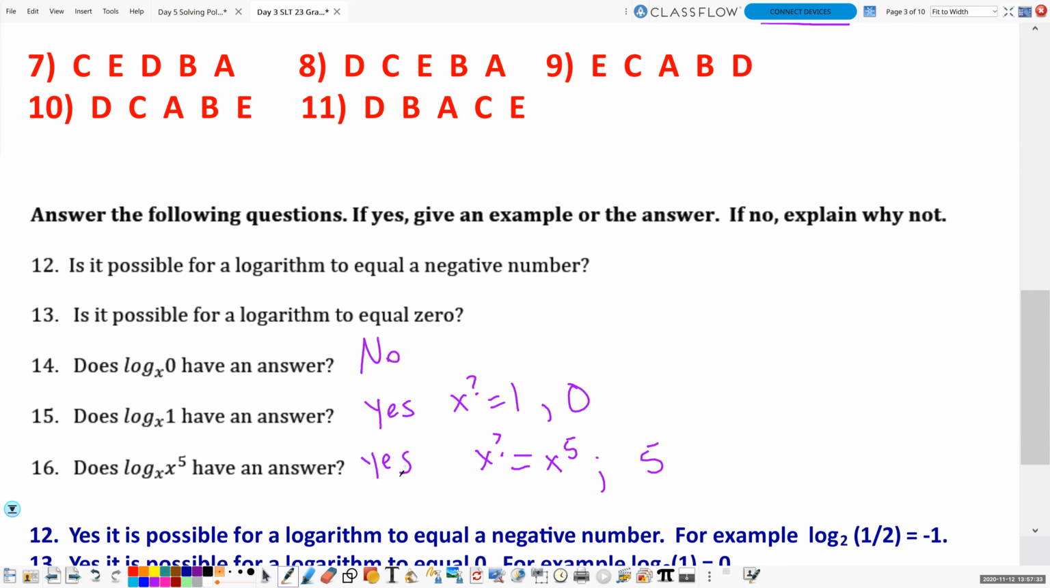A couple people who I graded your homework, you had really good answers for number 14. Hey, Kennedy, you had one of the really good ones, didn't you? Yeah, you put a note on my homework. I did. What did you write down? I said that no, because x to a power will never equal 0.